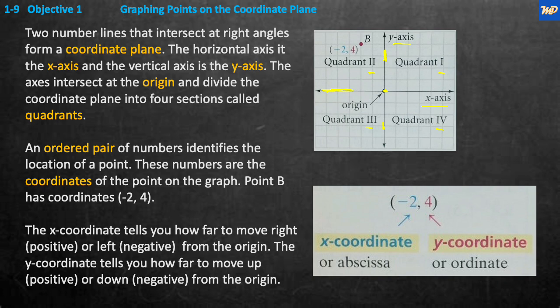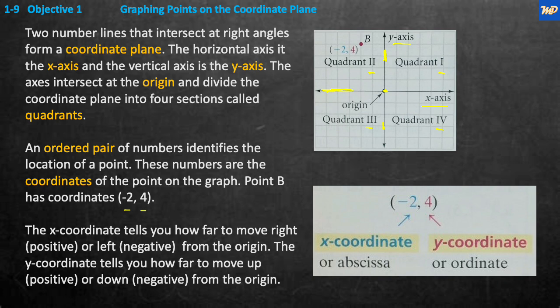It says an ordered pair of numbers identifies the location of a point. These numbers are the coordinates of the point on the graph. So point B has the coordinates of -2 and 4. And -2 is x, and 4 is y. Okay, it's our ordered pair.